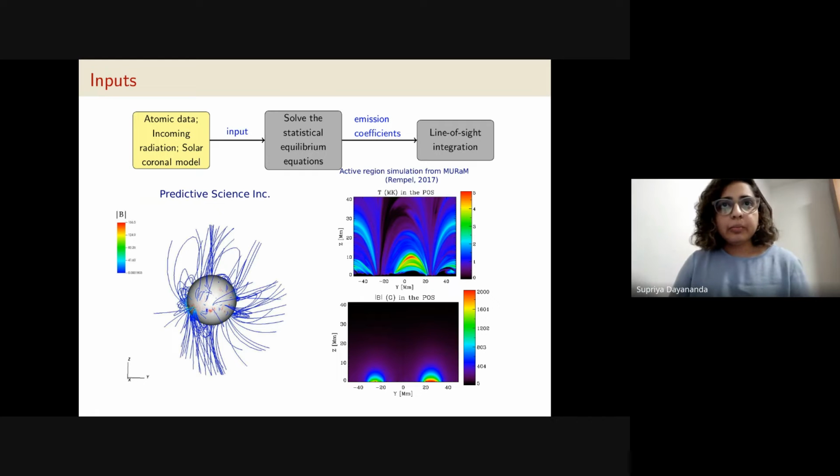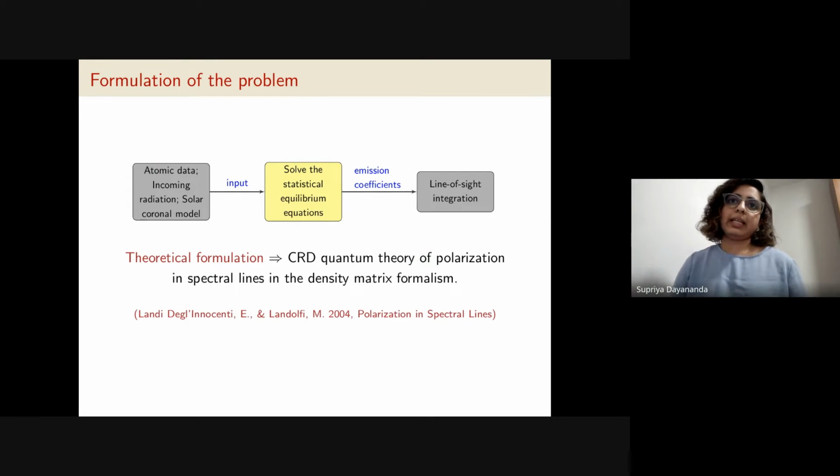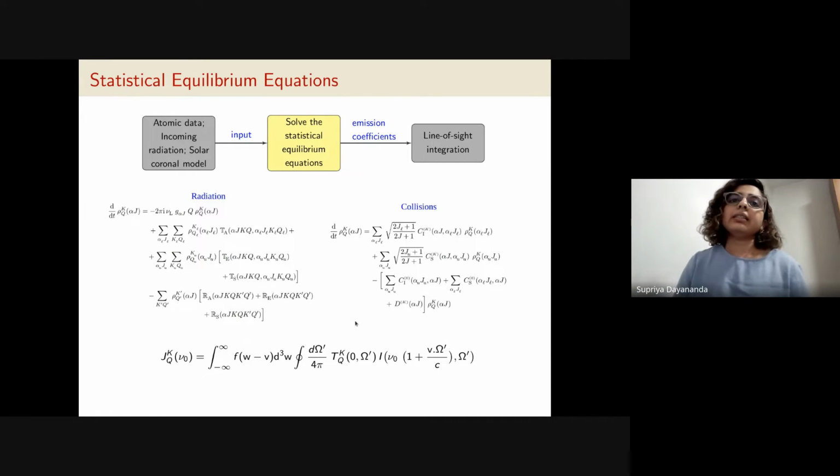So once you have these input parameters, you solve statistical equilibrium equations. The theoretical formulation that we follow is the density matrix formalism that is given in detail in the Landi Degl'Innocenti and Landolfi book. What happens at this stage is you have a set of equations for radiative transitions and collisional transitions, and you solve for these density matrix elements called ρKQs, which contain the information about the atomic population, orientation, and alignment.